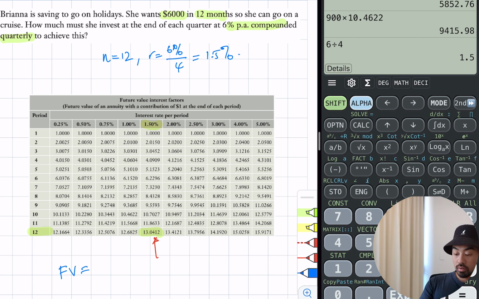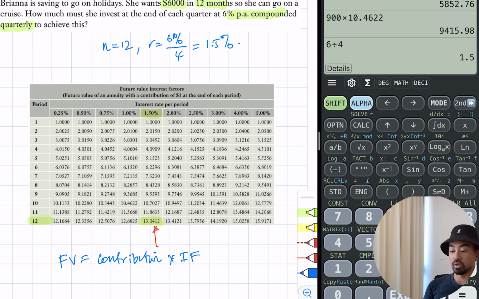Before we were doing multiplying, but now we actually want to work out what the contribution is that's going to get her to a holiday. So times the interest factor. So technically this is what we're doing. Future value equals the contribution times the interest factor.